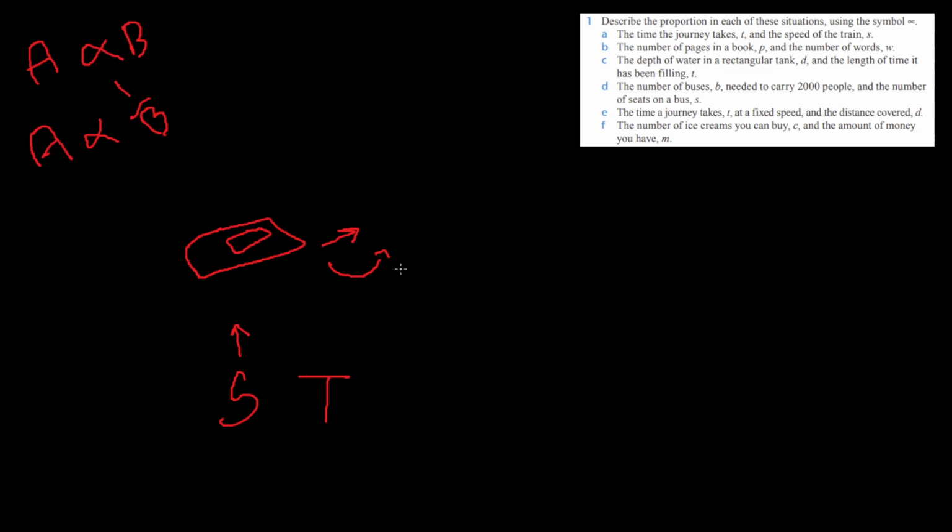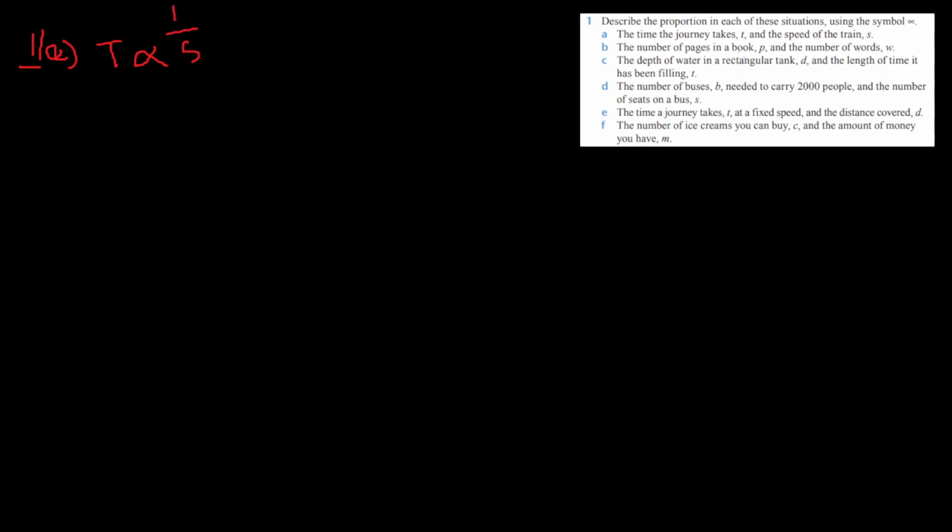So let's try doing question one. The first question is the time that the journey takes, t, and the speed of the train. It's just the example we just did. When time increases, speed will decrease, and if speed increases, time will decrease. So we know that this is indirectly proportionate. Sorry about that. So for 1A, you can just write t is indirectly proportional, so we put a 1 over here and then S here.